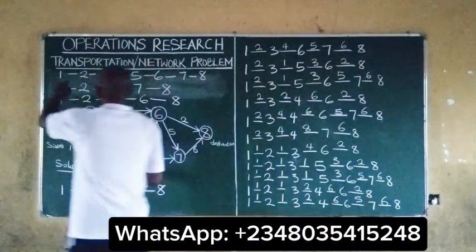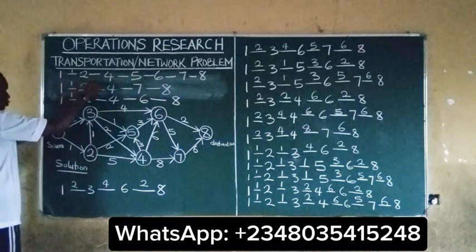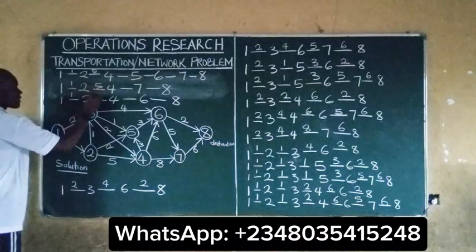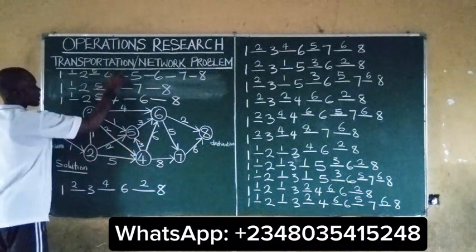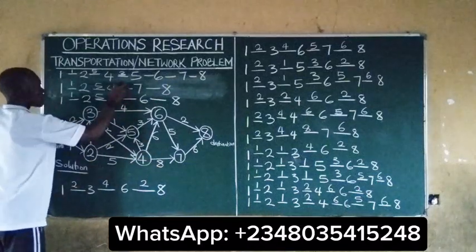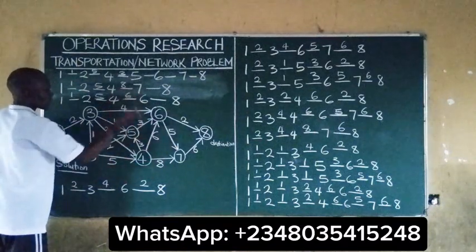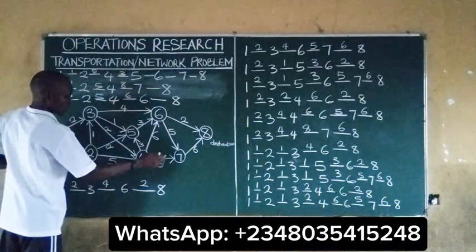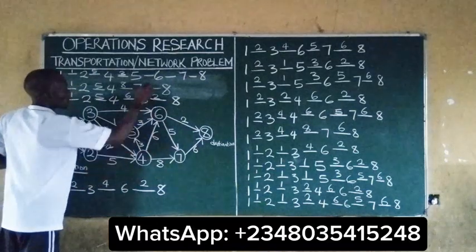Also here 1 to 2 we have 1 kilometer. 2 to 4 we have 5 kilometers. 4 to 5 we have 3 kilometers. 4 to 7 we have 8 kilometers. 4 to 6 we have 6 kilometers. Then 6 to 8 we have 2 kilometers. 7 to 8 we have 6 kilometers.